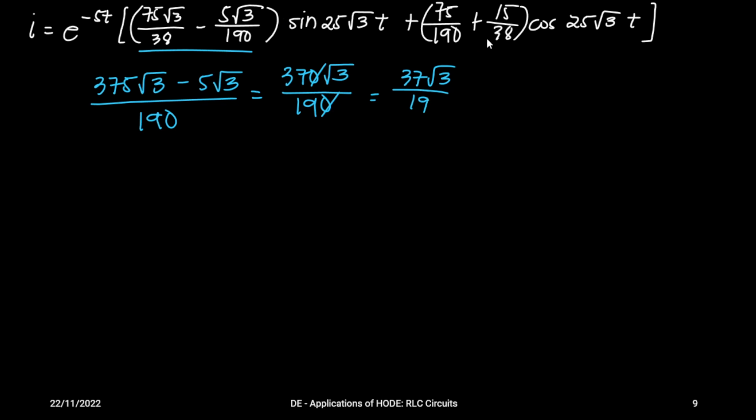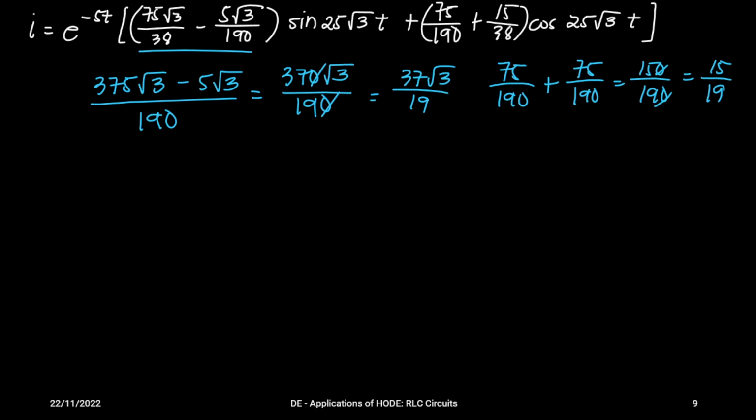Paano naman si cosine? So, we have 75 times 5, that is 375. No. 75 over 190 plus 15 times 5, that is equivalent to 75 as well, over 190. Diba? So, therefore, we have 150 over 190. So, again, multiples of 10. So, therefore, it can be reduced to 15 over 19.